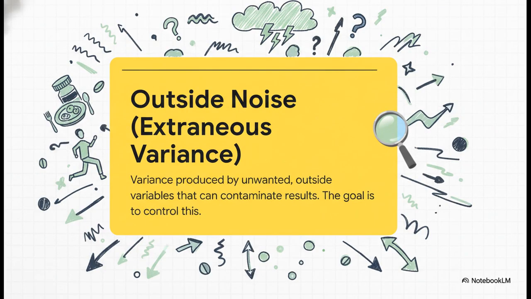Then you have what we'll call the outside noise, or extraneous variance. These are unwanted variables that can sneak into your study and totally contaminate your results. For example, say you're testing a new medication, but you don't control for what your participants are eating. Well, their diet could create a lot of noise and make your findings totally unreliable. The goal here is to get that noise under control.